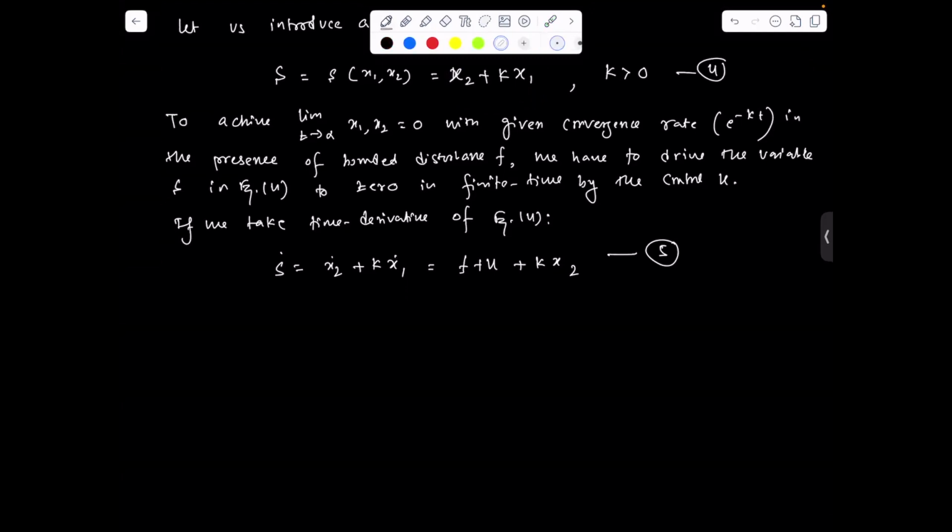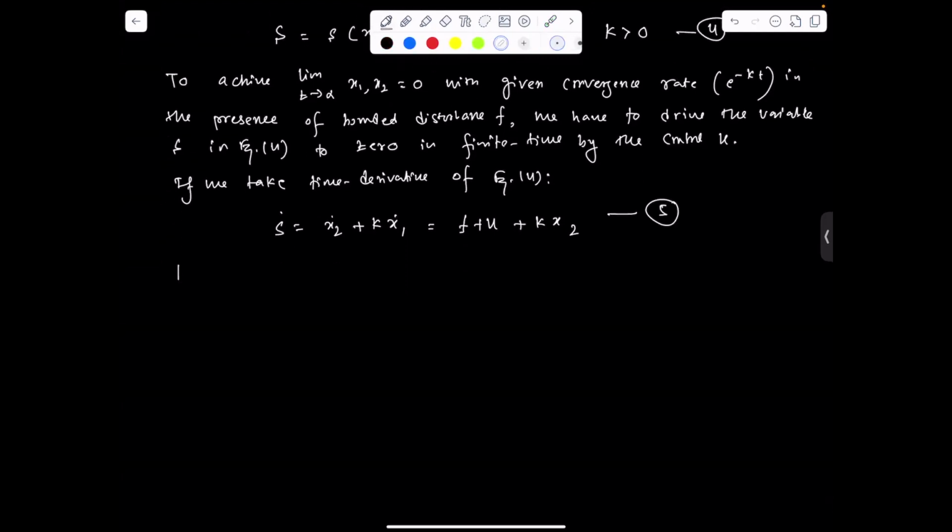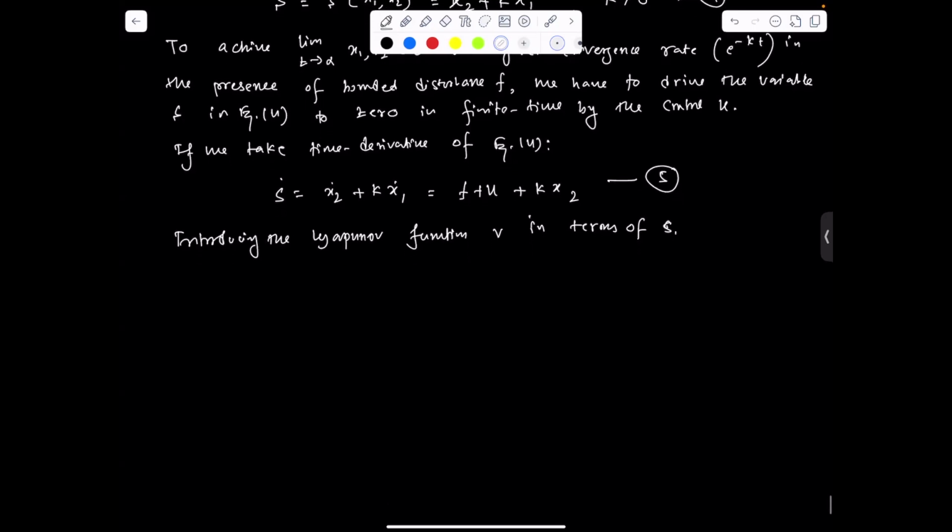So now, introducing the Lyapunov function V in terms of s, we can write V equal to half s square. So we are defining the Lyapunov function in terms of the s variable.